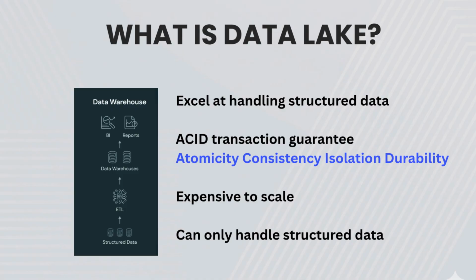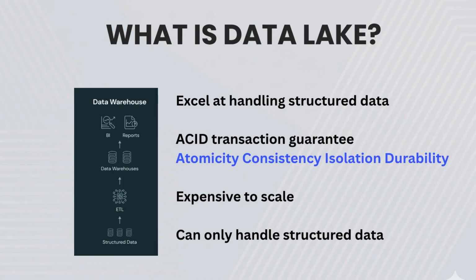ACID stands for atomicity, consistency, isolation, and durability. Atomicity means that each transaction is all or nothing. Either it fully succeeds or the system rolls back. Consistency ensures that data always meets defined rules. Isolation keeps concurrent transactions from interfering with each other. And durability makes committed changes permanent, surviving crashes. This reliability powers fast, accurate business intelligence.